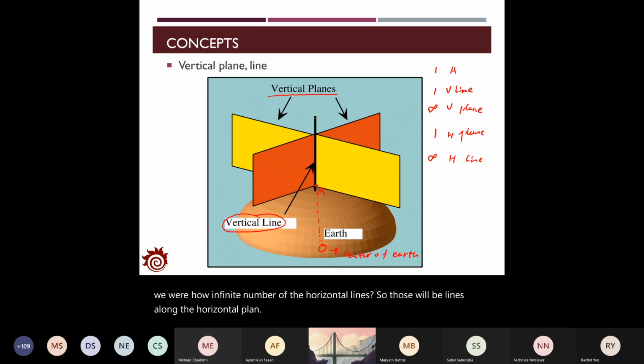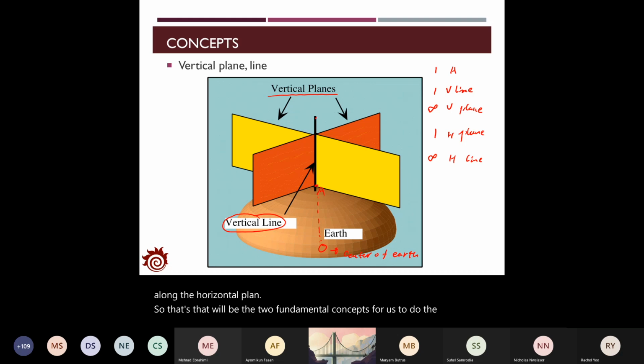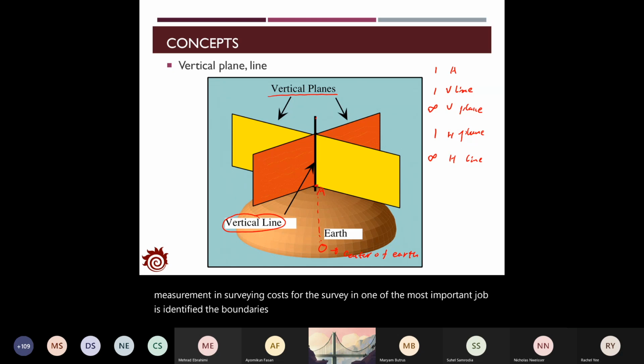So those will be the two fundamental concepts for us to do the measurement in surveying. Because for surveying, one of the most important jobs is to identify the boundaries, and those boundaries will be lines. It could be a straight line and also some curves.